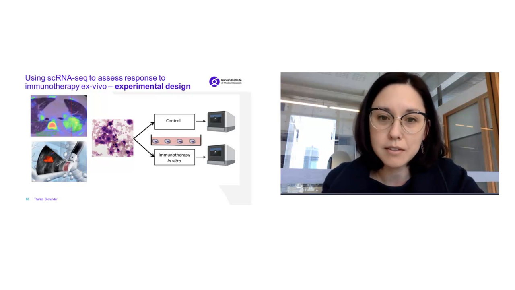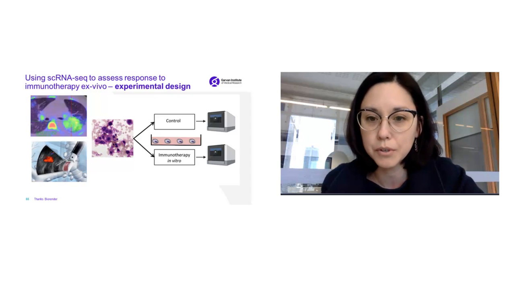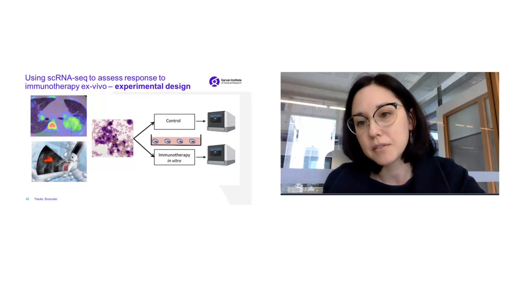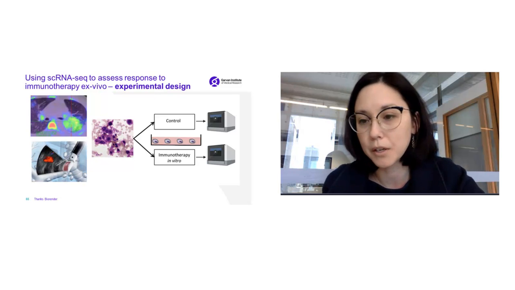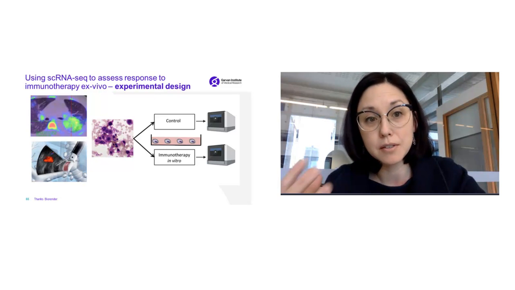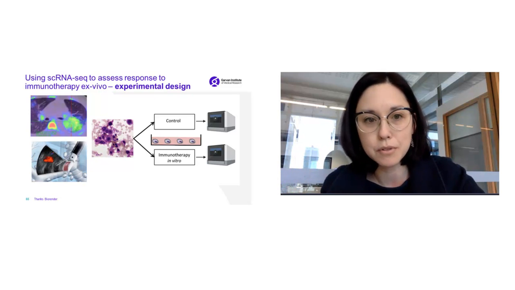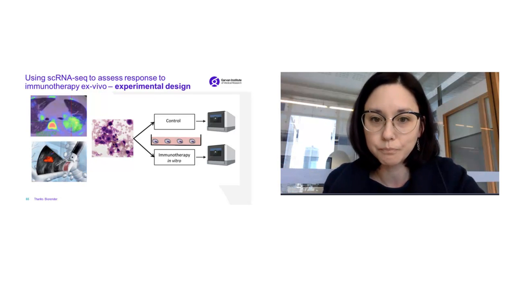So patients with advanced lung cancer who are having an endobronchial ultrasound-guided biopsy have a sample taken for research. So we get a fine needle aspirate, usually from an affected lymph node, where we get cancer and immune cells. The cells are then plated in the lab under control conditions or exposed to immune therapy, so either nivolumab or pembrolizumab is what we're using, and then those cells are sequenced separately. And the aim of this project is to see if we can actually measure an immune response mounted by those immune cells in a given patient, which may predict response in the patient themselves.